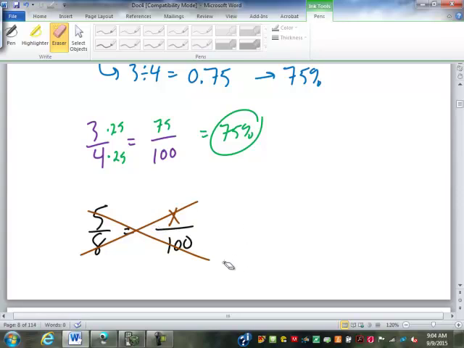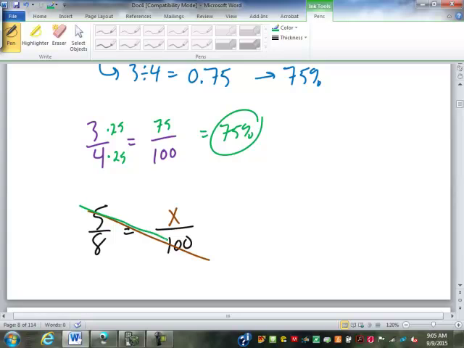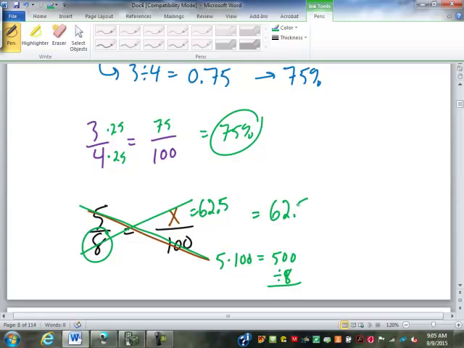But the shortcut for this, rather than multiplying in both directions and writing an equation, is you find the two numbers that are on the diagonal, which is the 5 and 100, and you multiply those together. 5 times 100 is 500. Then you take the third number that's over here on the other diagonal with our missing number, and you're going to divide by it. So you're going to divide by 8. That'll give you 62.5. 62.5 out of 100, or 62.5%.